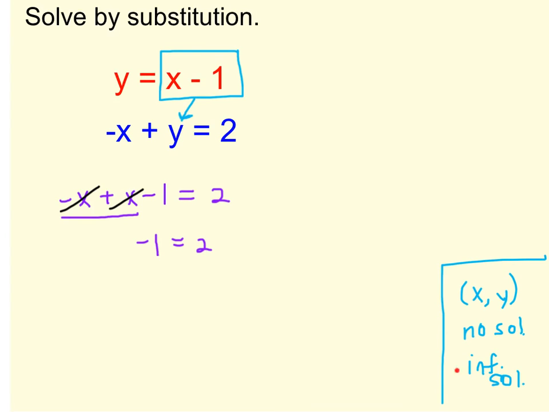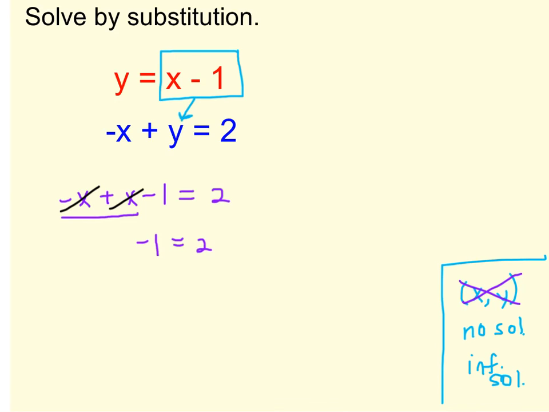Because the x's are gone from the equation, if you look over here in the corner, we've got these 3 things. We're trying to figure out which one it is. It can't be the one with the xy coordinate because the x's are gone. There's nothing left to solve for. So these lines do not cross. They're either parallel lines for our no solution, or they're the same line for the infinite solution.